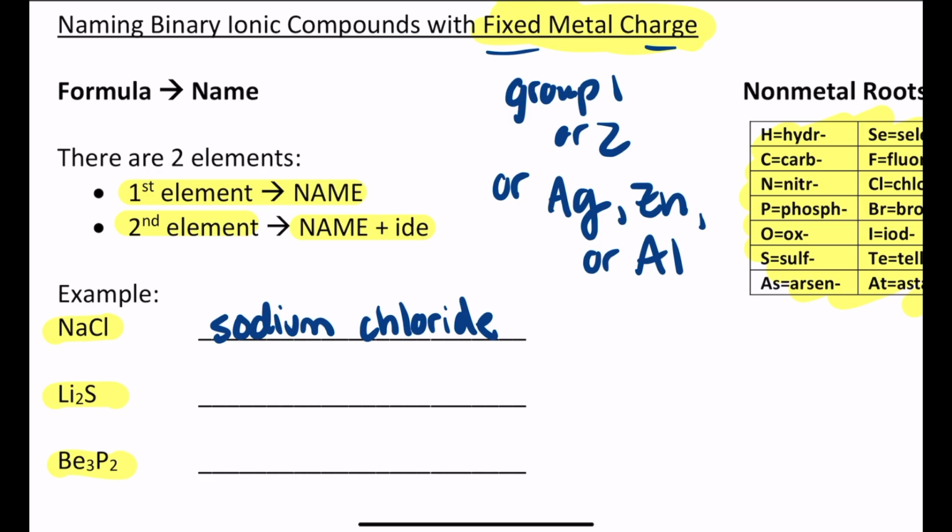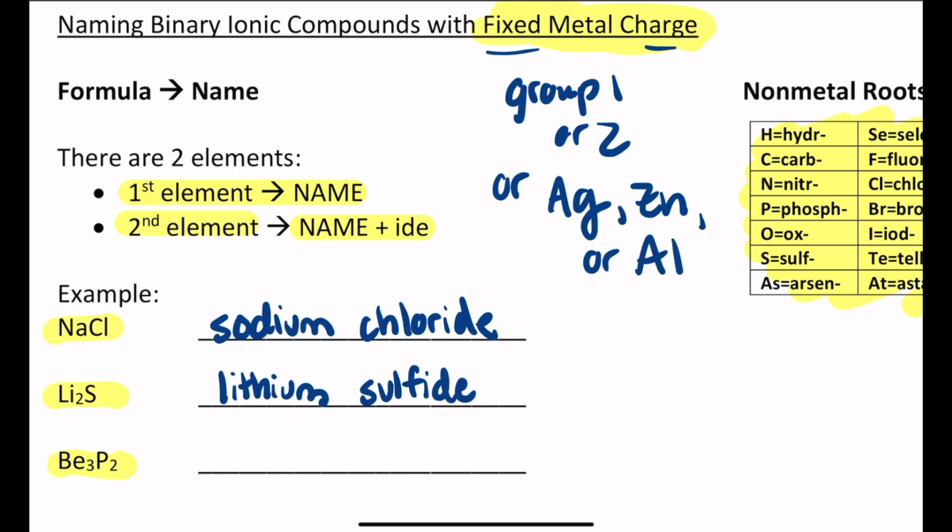Li2S, Li is a group 1 metal, so we're allowed to just use these simple rules. It is a fixed charge. So Li is lithium. We just write lithium. And then S is sulfur. So we're going to change the ending to sulfur and get something like sulfide. So this Li2S is known as lithium sulfide.